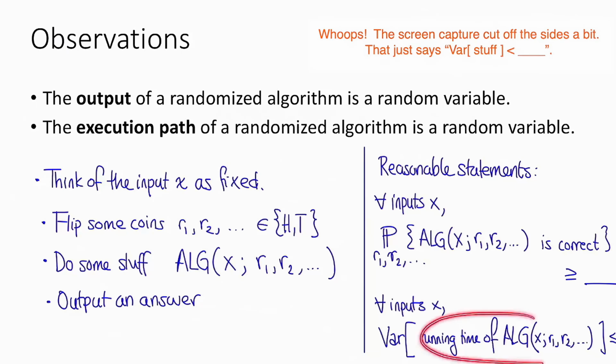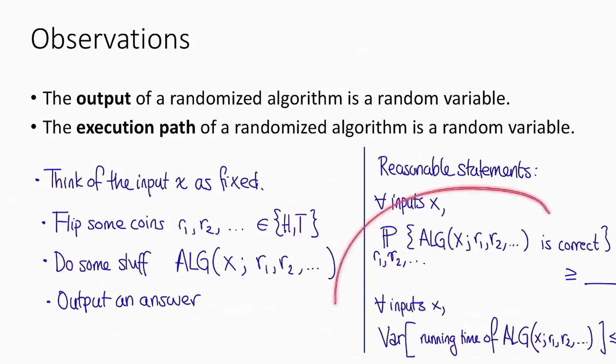Once again, this running time is a random variable because it depends on these ri's, so it makes sense to talk about its variance, and it made sense to say that that should be small for all inputs x. These are, of course, not the only reasonable statements that we could make about a randomized algorithm. I just want to give you some examples of the sorts of statements that make sense to make.